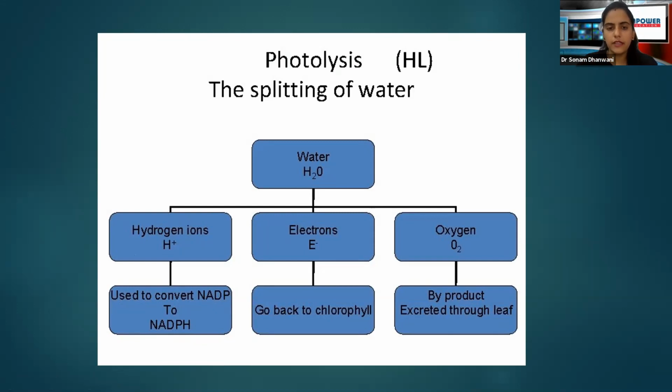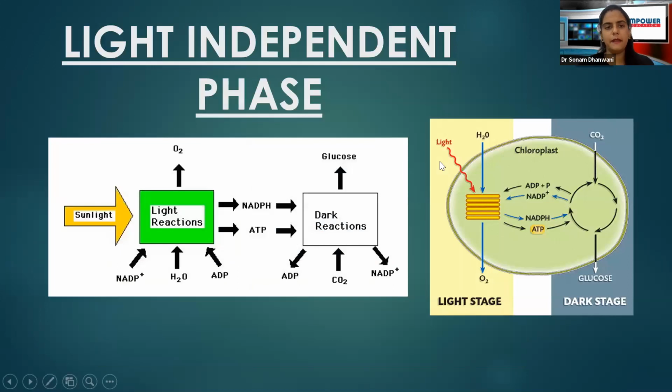And electrons जो है, that is what I said, they will go back to the chlorophyll and continue in the next stage of photosynthesis. And oxygen जो release हो रहा है, that gets excreted from the leaf as a byproduct. Correct? Oxygen हमको मिलता है, right, as the product of photosynthesis. That is the byproduct of photosynthesis, which is coming out of the leaf. So that is what is happening in the splitting of water. ये हो गया light dependent phase.